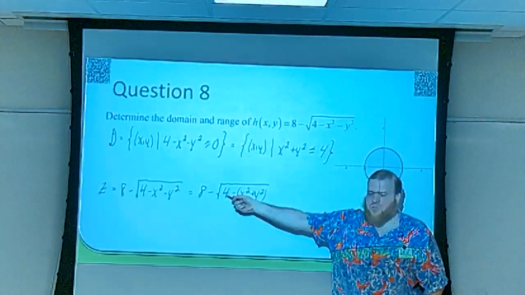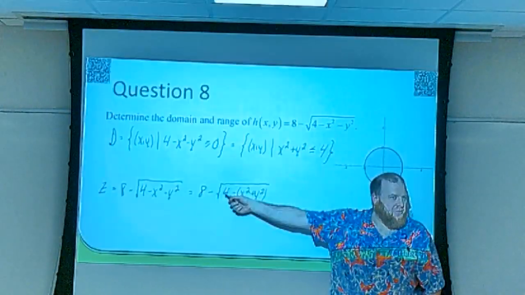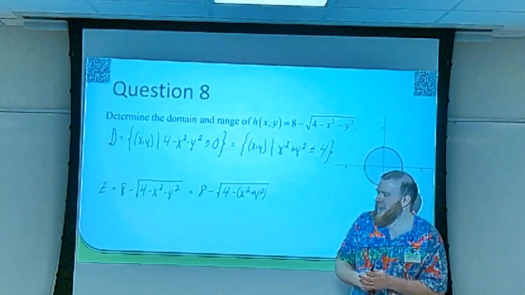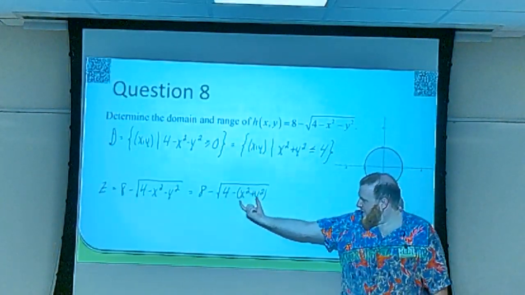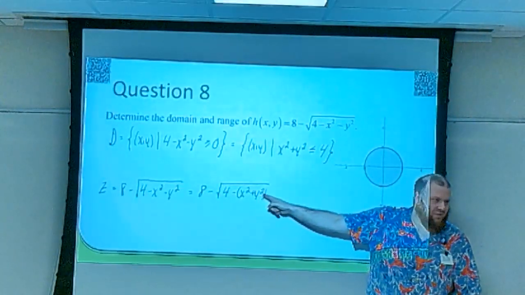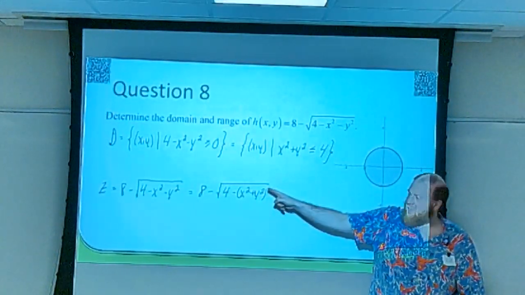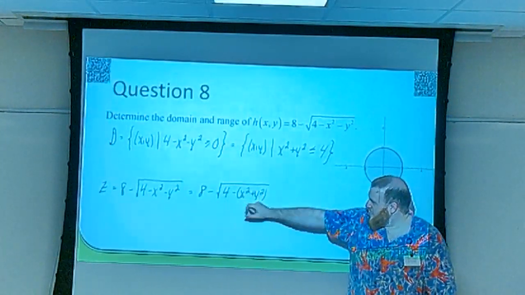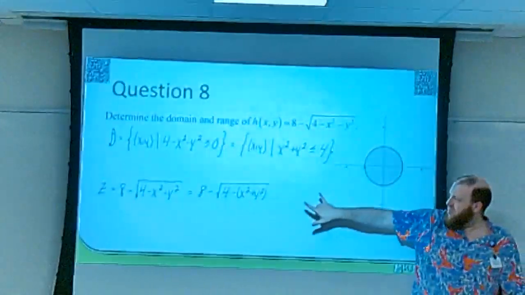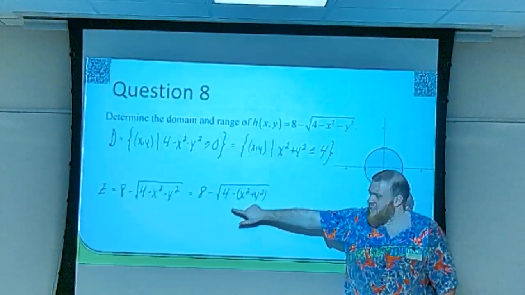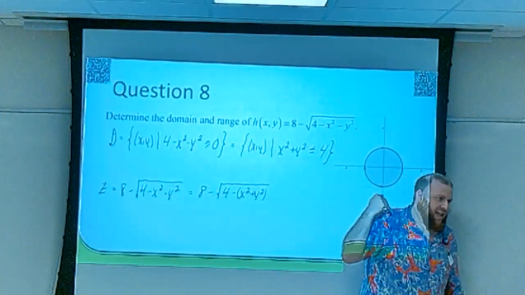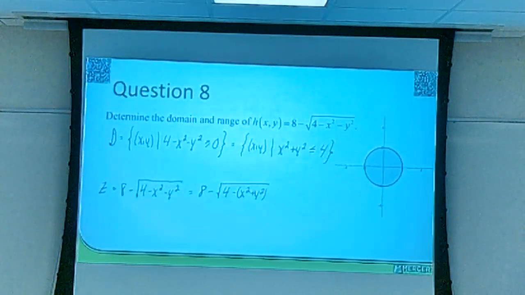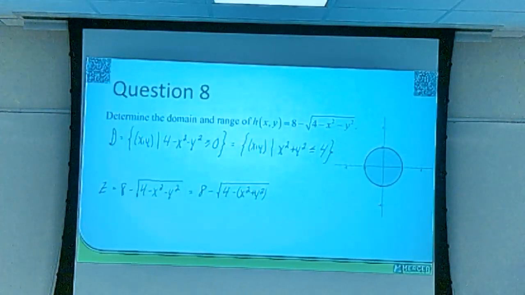Well, at 0, this is just the square root of 4, right? Which is 2. And then 8 minus 2 is 6. What happens as this value gets larger? This value gets smaller, doesn't it? Specifically, as x squared plus y squared approaches 4, doesn't this value approach 0? Which would mean that z itself approaches 8. So it has a lower bound of 6 and an upper bound of 8. That's your range.